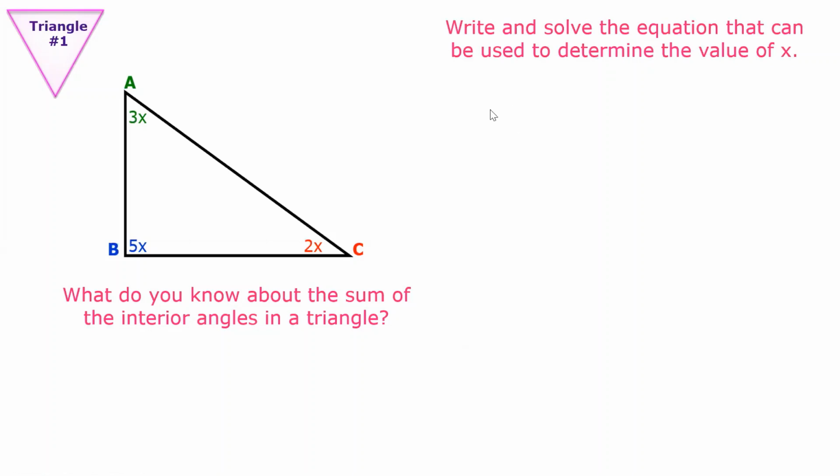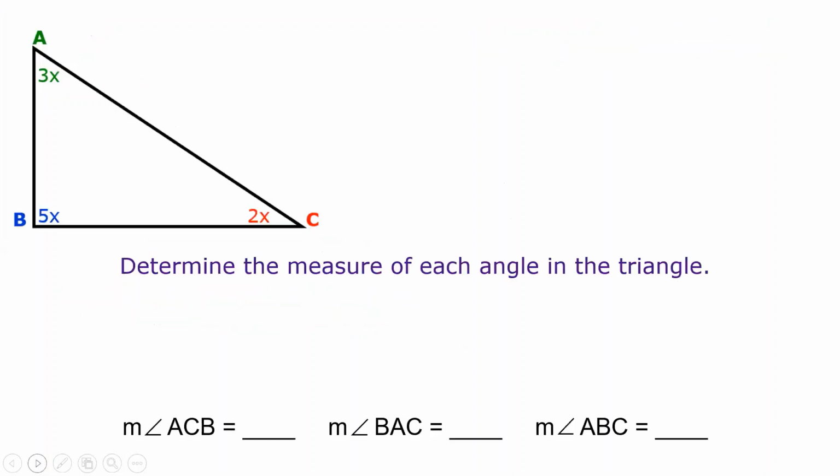So write and solve the equation that can be used to determine the value of x. If we do angle A plus angle B plus angle C, it should equal 180 degrees, right? To determine the measurement of each angle, you first need to find the value of x. What is the value that is missing? Remember, when you have a coefficient and a variable, they are multiplying. So this is how you set up your equation: 3x plus 5x plus 2x equals 180.